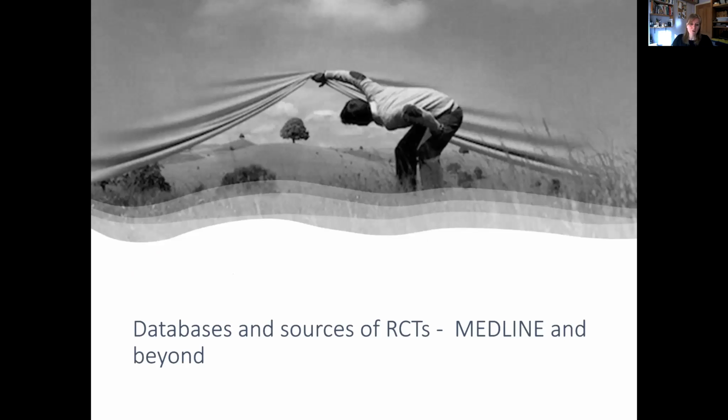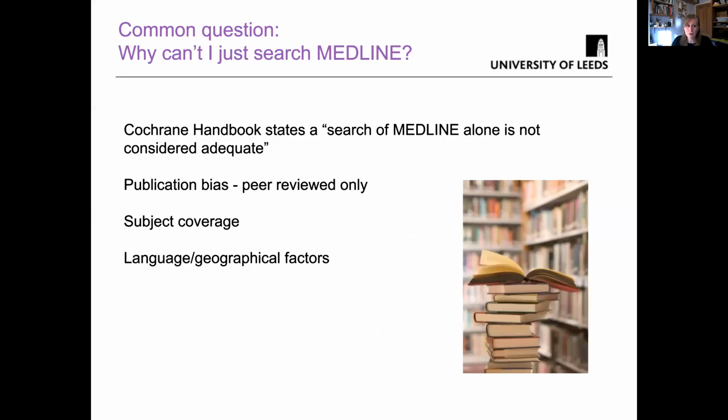Okay, so I'm going to now talk about different databases and sources that you could use for systematic reviews. So this part is particularly focused on RCTs, but a lot of the theory of it applies to any other type of systematic review. And we look at Medline and beyond. We do very often get this question from people: why can't I just search Medline? Medline has, I think, 25 or maybe 30 million records in it. It's huge. It's a huge database of medical journal articles.